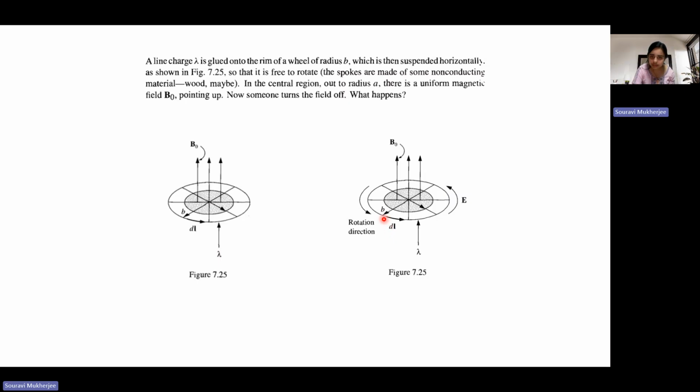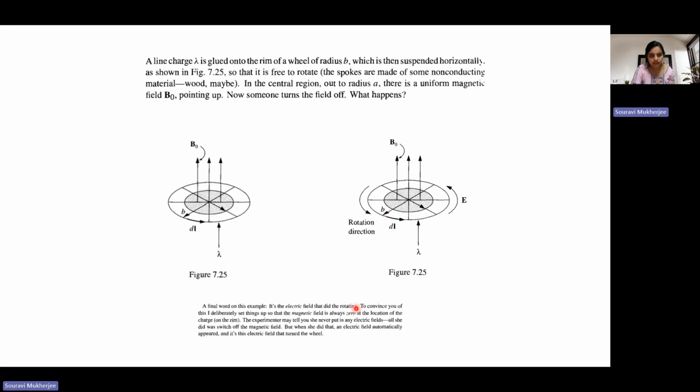So this is happening. Even if there is zero magnetic field here, you still get a net EMF or a net potential difference, which results in the flow of charge. And that is coming from the fact that the effective flux linked in this region has changed. You do not require the magnetic field to be present at this point for the EMF to be generated. Okay, it's just the flux linked. If that changes, that results in the induced electric field. So it's the electric field that is doing the rotating.